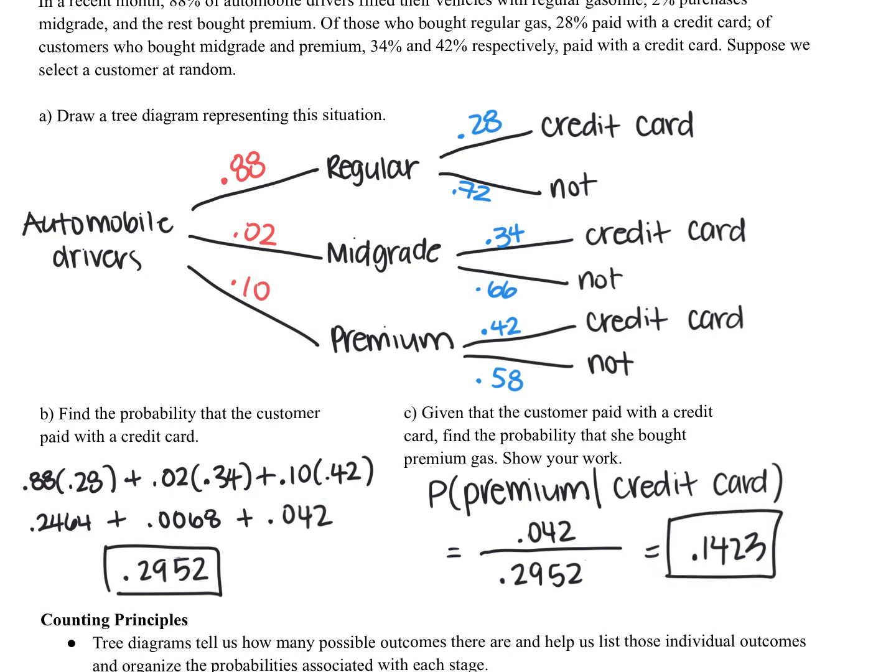Typically speaking, if you are doing a probability with a tree diagram, I prefer 3 to 4 decimal places. Never 2, just because you want to be as accurate as possible here. So we don't want to round really until the end. Keep all of your decimals exact until the final answer, and then give me 2 or 3 decimals.